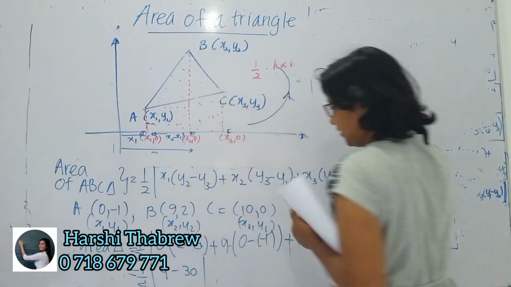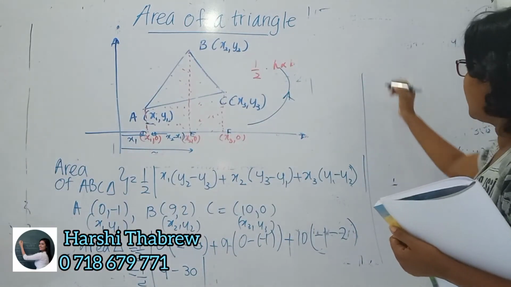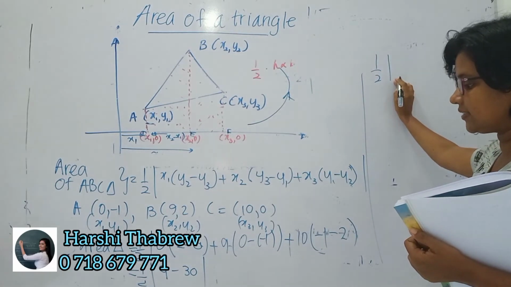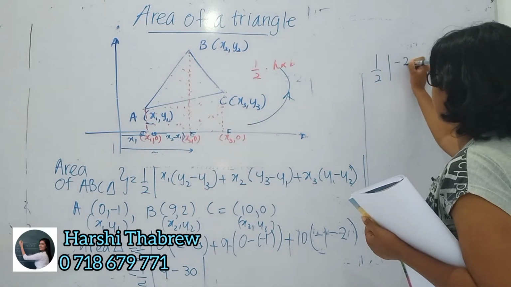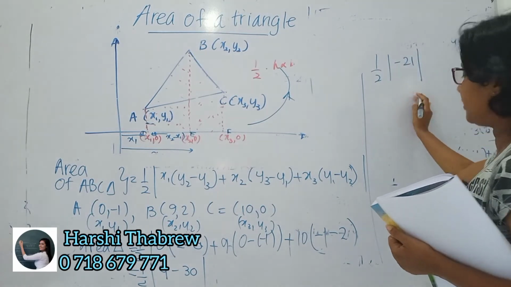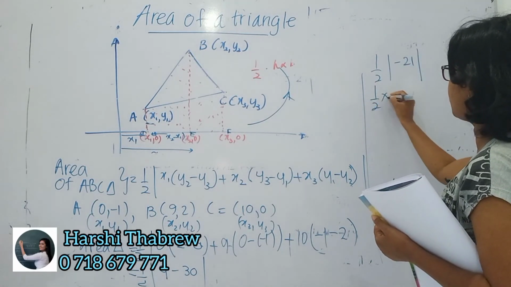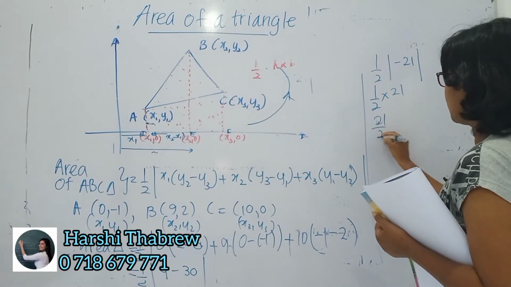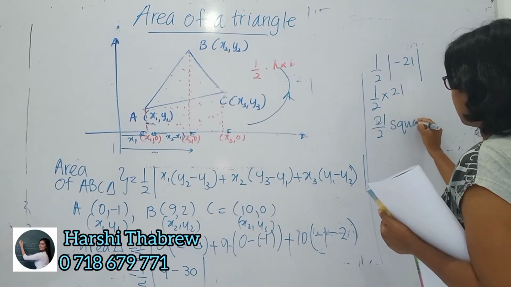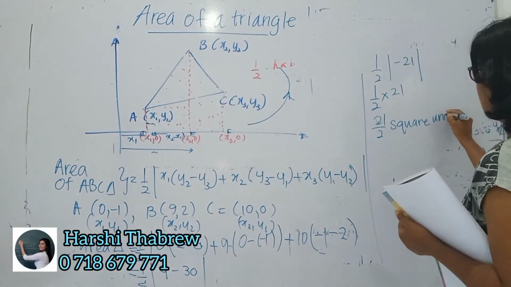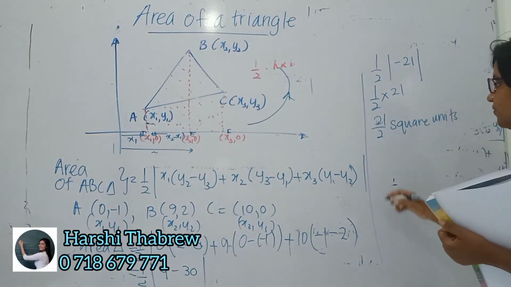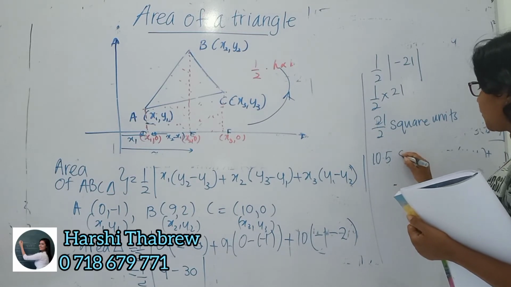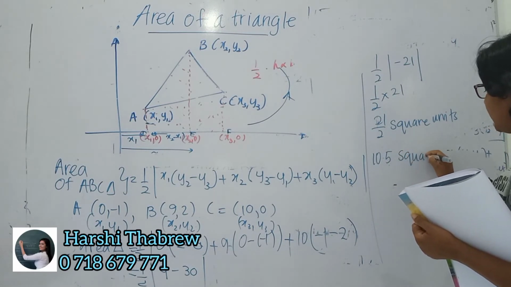Then you know that we have area as half into modulus of 9 minus 30, that means negative 21. It becomes positive, half into 21, then 21 over 2 square units. It should be square units. Then you can write it as 10.5 square units.